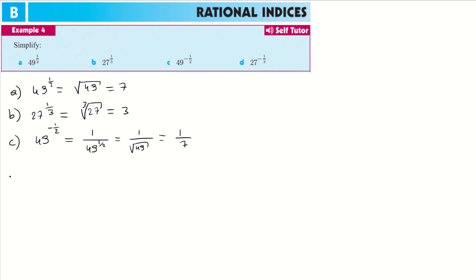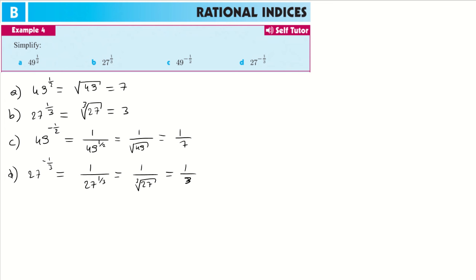Okay. And then D, we have 27 to the power of negative 1 over 3. So again, we have a negative exponent. So we move that to the denominator. So that becomes 1 over 27 to the power of 1 over 3. To the power of 1 over 3 is the third root of 27 here. So the third root of 27, we solved that in B, that is just equal to 3. So the answer here is 1 over 3.